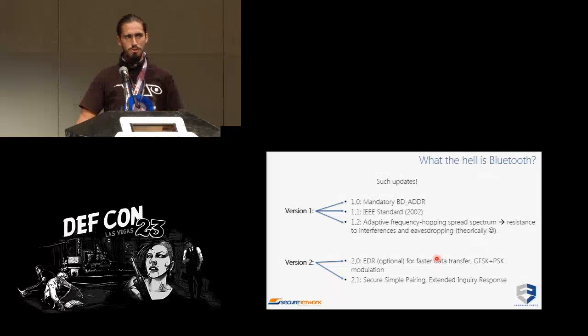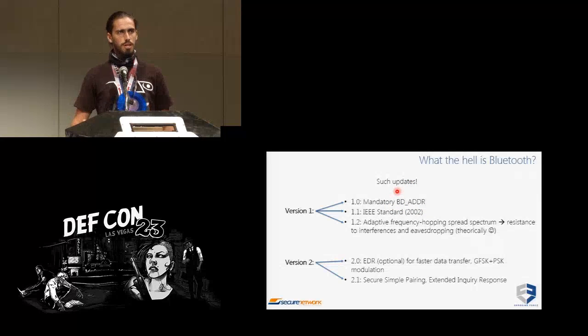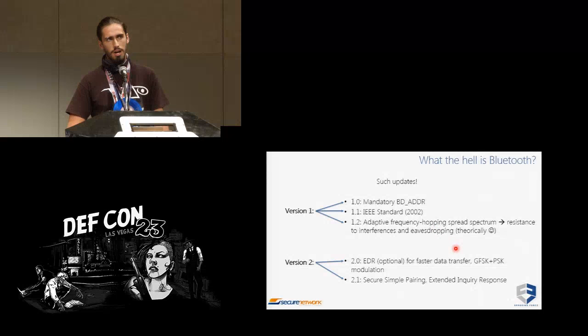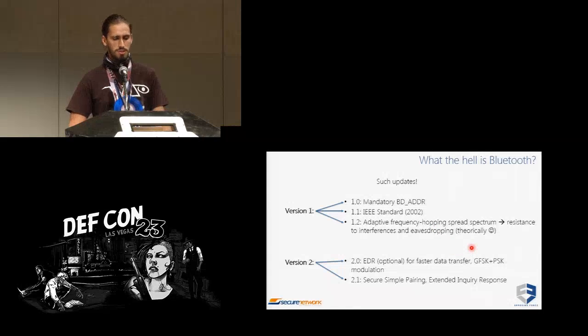Okay, there have been many updates regarding Bluetooth, from version 1 up to now version 4, 4.2. First of all, they introduced the physical address for Bluetooth in the first version, because obviously you cannot target a Bluetooth device without knowing its address. Then it became an IEEE standard in 2002 with version 1.1. Then they introduced adaptive frequency hopping spread spectrum, in order to make it robust and resistant to interference and eavesdropping.